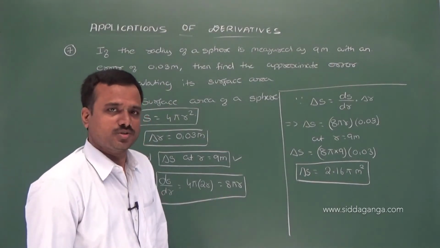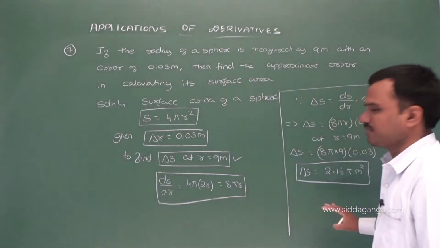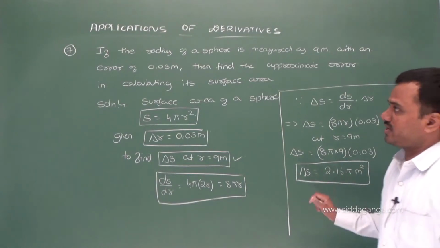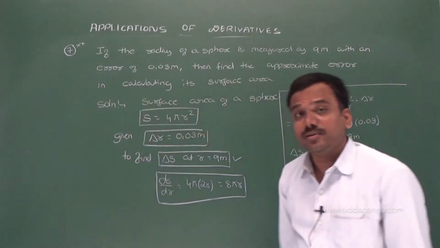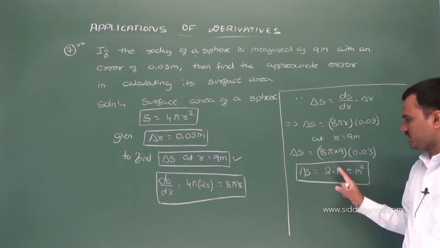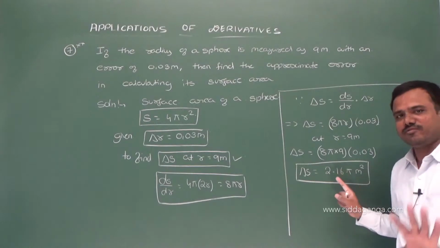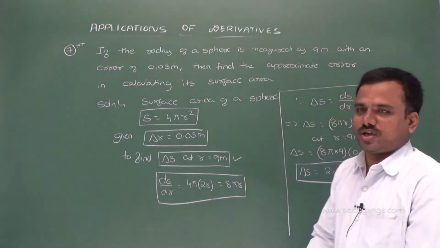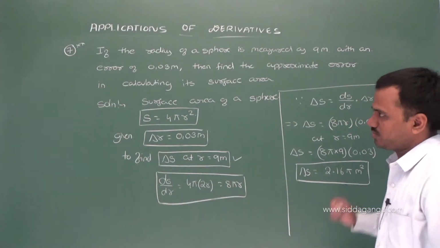See the problem first. This is also a very important problem for 3 marks. So in the examination it may be asked as a 3 mark question. Delta S is equal to 8 into 9 into 0.03. So pi I write as it is. If you want, in all the problems, you can substitute the pi value also. So 2.16 pi meter square. Next problem.